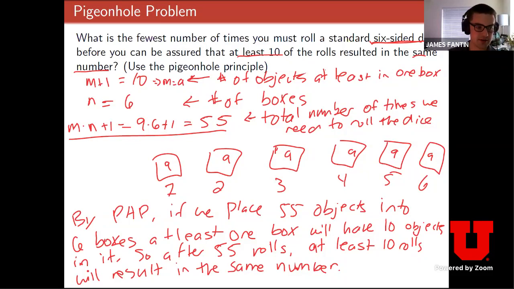So this problem is designed to show that oftentimes when we're doing pigeonhole problems, we're usually given what m plus 1 is and what m times n plus 1 is, but not always. So you need to always look at the statement to make sure that you know which one of these 3 values were given in the problem and which one we need to go find. So any questions on this problem?